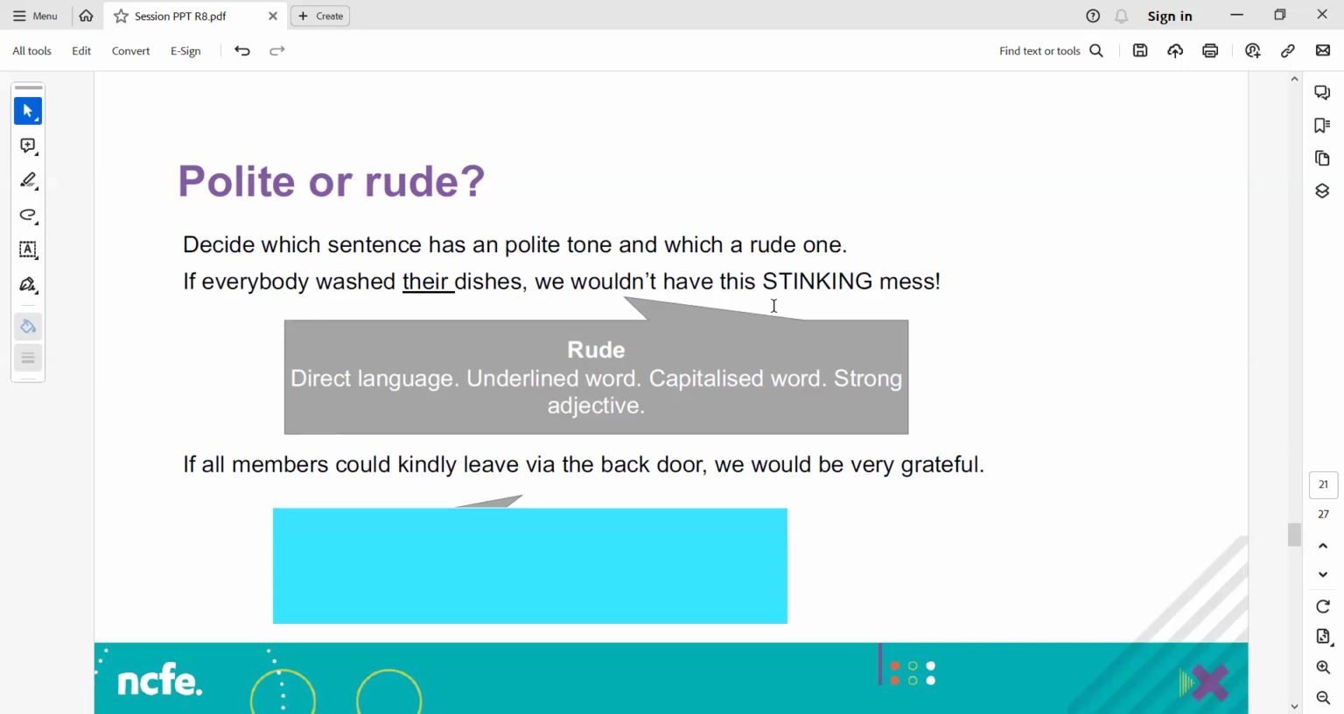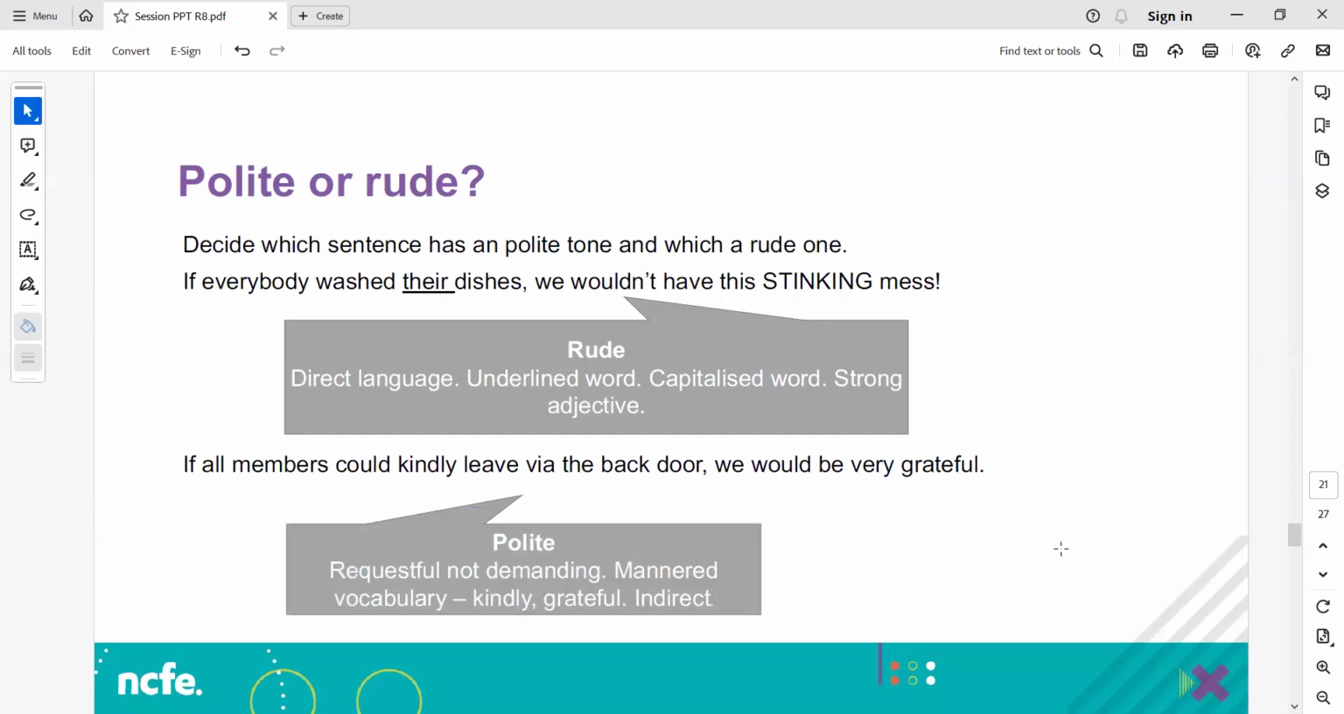Okay, while the polite one is kindly. Yes, so we've got that one. Kindly, and it's giving that choice, so it's not using direct language. We would be very grateful. So it's a request rather than a demand. You've spotted the words kindly and grateful. It's indirect, so it's just a more polite tone.